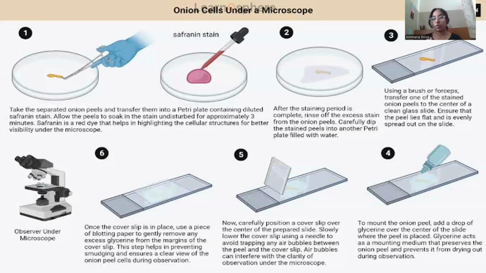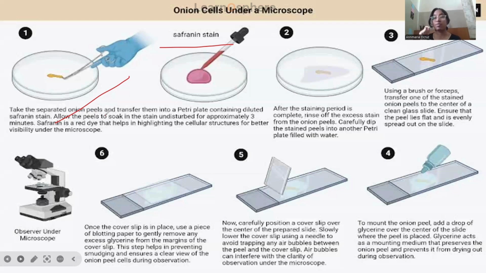Okay, then what you're going to do, just give me a second, I'll take my pen. So basically you will take that onion peel. It should be transparent. Then you're going to put a stain called safranin. And why are you putting a stain?